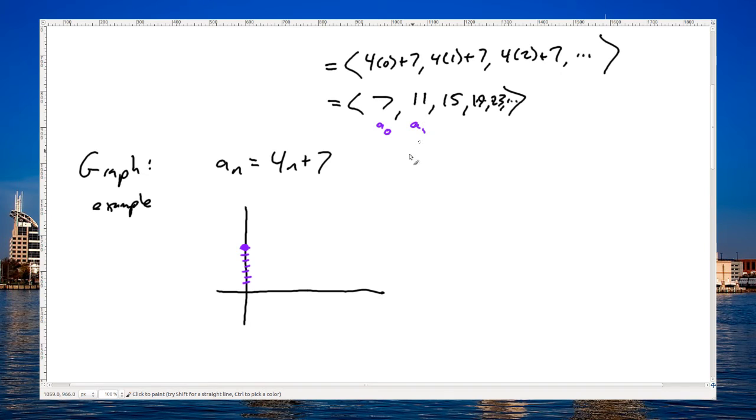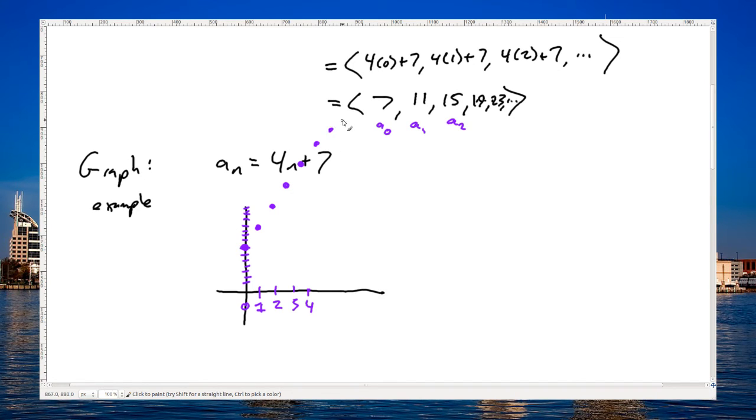At 1, we go up to 11, so 7, 8, 9, 10, 11. The second term, we go up to 15, 1, 2, 3, 4 more, and then at 3 we go to 19, 4 would go to 23, and we keep on going, but we don't connect the dots.